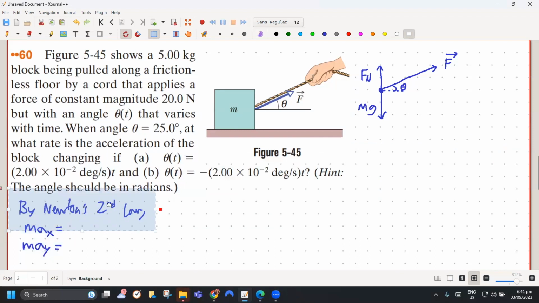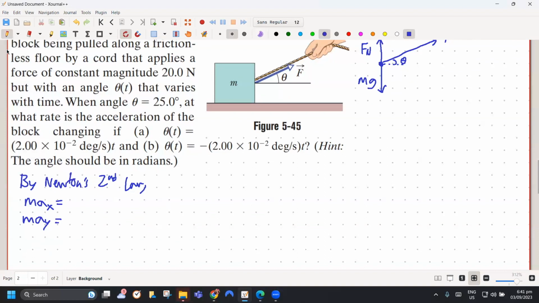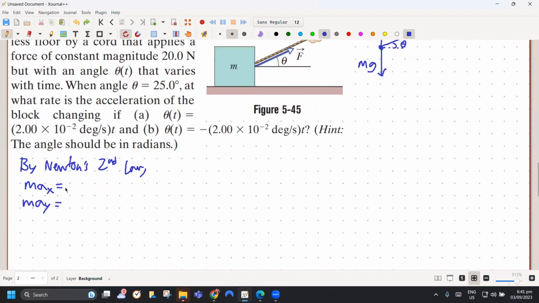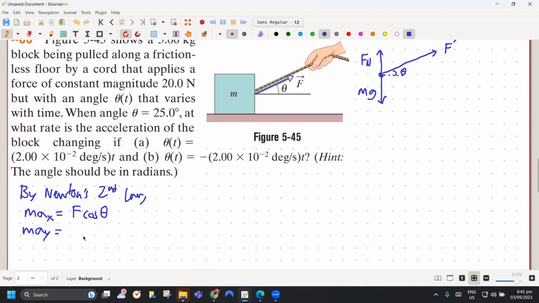So Newton's second law gives, so max must be ano yung forces. So look at your free body diagram. Wait. Meron ba pong A? Bakit nagkaroon ng MA? Tingnan mo yung free body diagram mo. F. Ay, F pala. So F applied times cosine theta. Tapos yung may, ano naman?